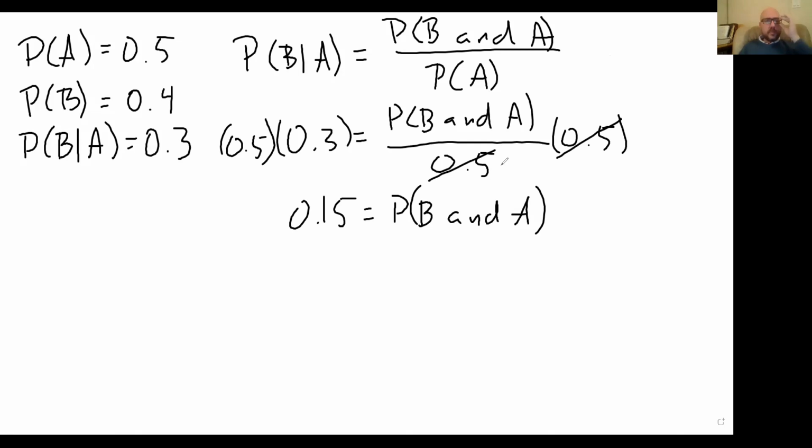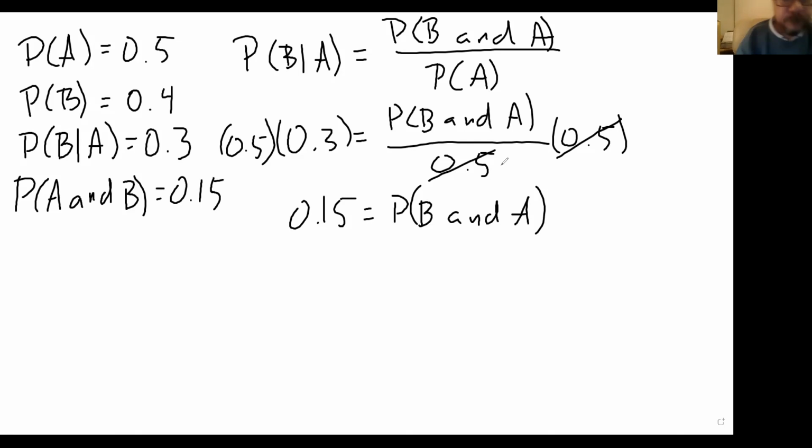I'm going to go ahead and write that down. Probability of A and B. That will be relevant for us in just a second. And now what I want to do is make a Venn diagram of these two things. I'm going to go ahead and clear all this stuff off.